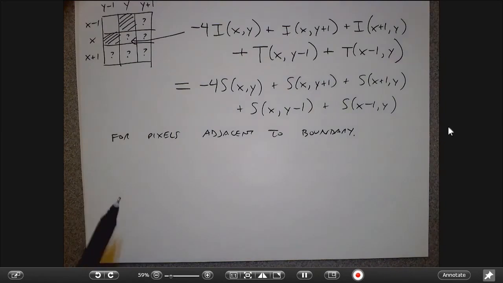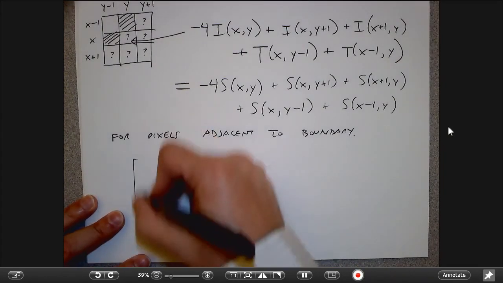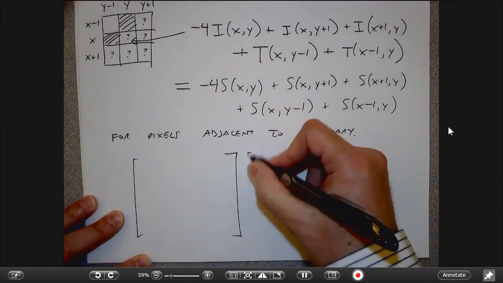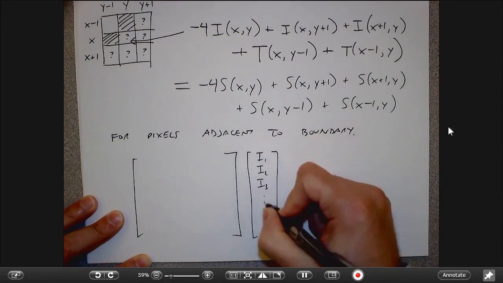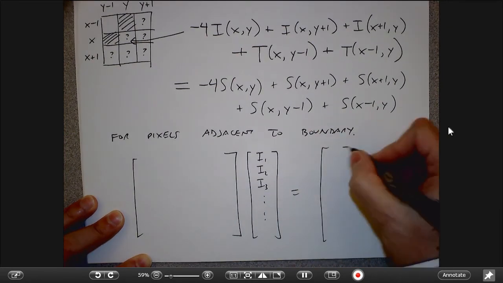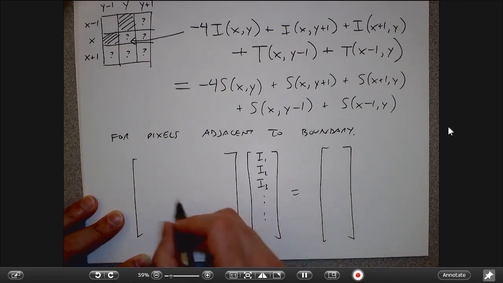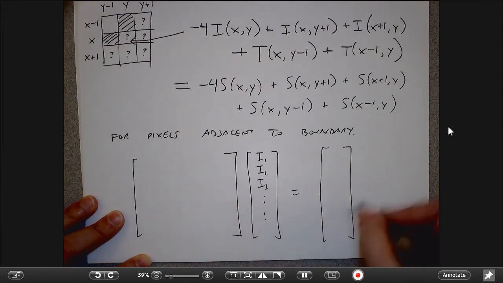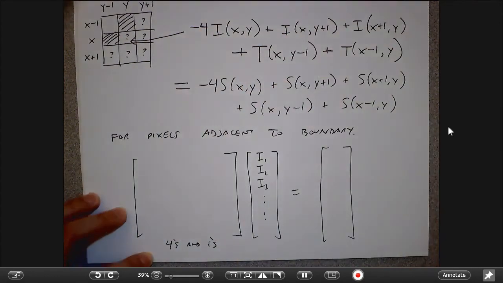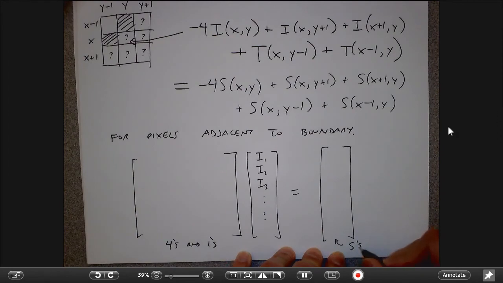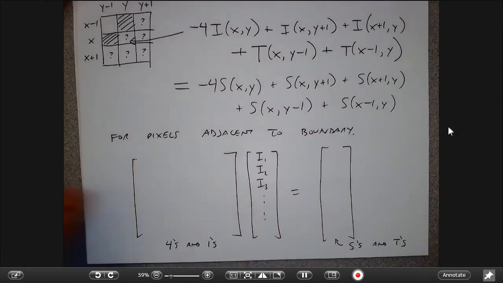And so this turns into basically a big linear system that looks like a big matrix times all the intensities I need to figure out. And this thing is full of, I guess the way I think about this is that these guys are full of numbers, probably 4s and 1s. The 4s and 1s coming from these 4s and 1s. And these numbers here are coming from S's and T's. Okay?